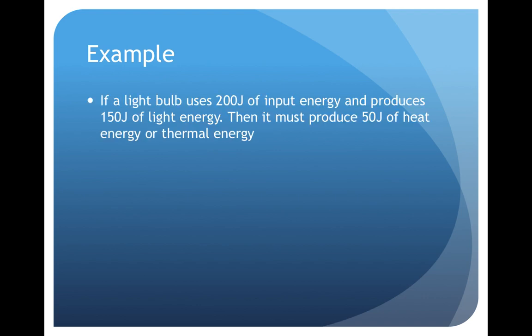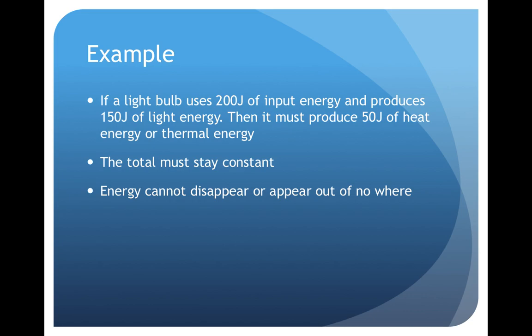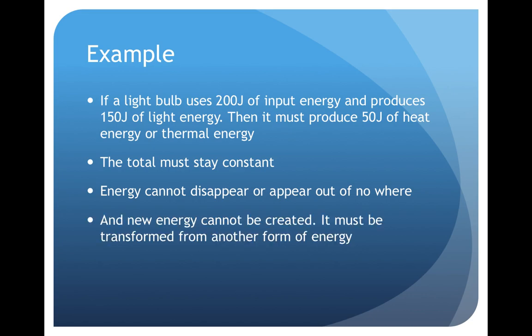So for example, if a light bulb uses 200 joules of input energy in the form of electricity and produces 150 joules of light energy, then it must produce 50 joules of heat energy or thermal energy. The total must stay constant. Energy cannot disappear or appear out of nowhere. And new energy cannot be created. It must be transformed from another form of energy.